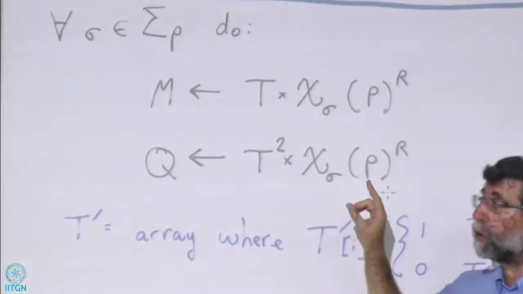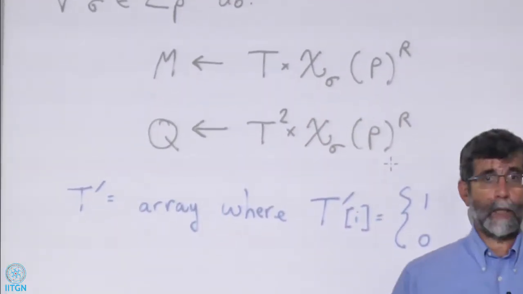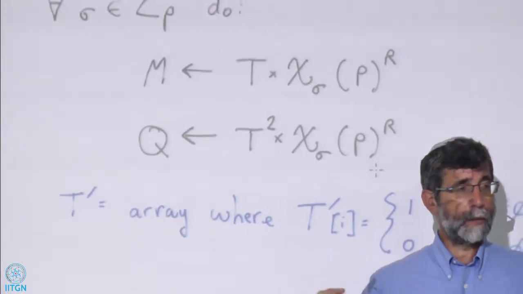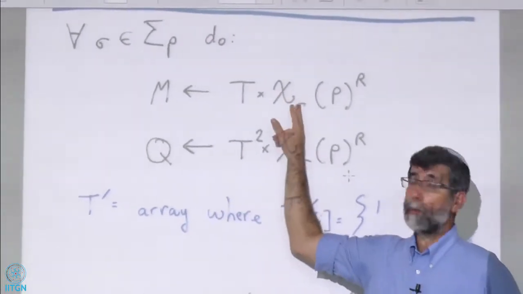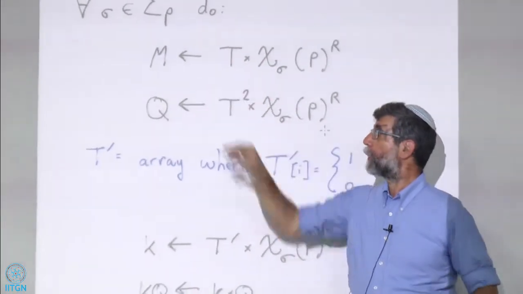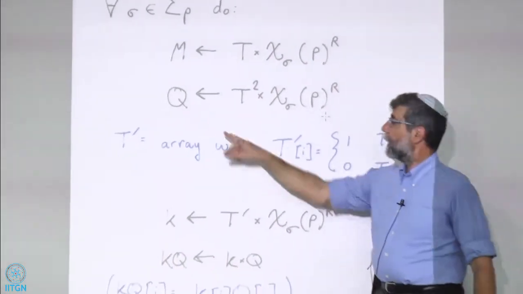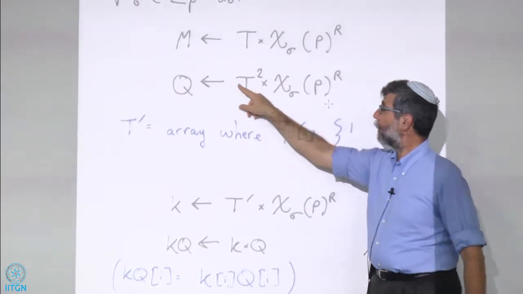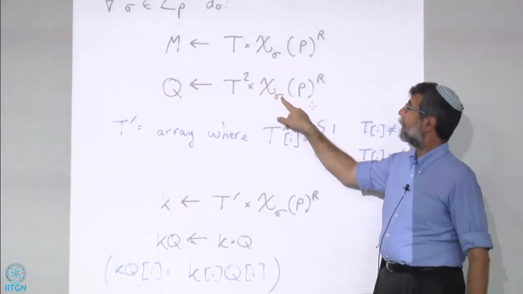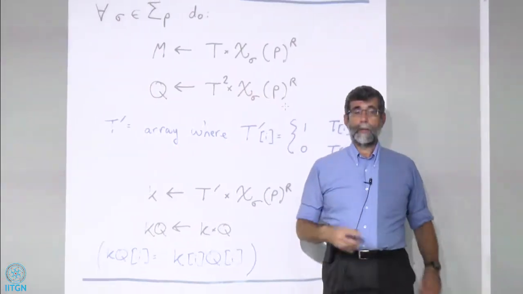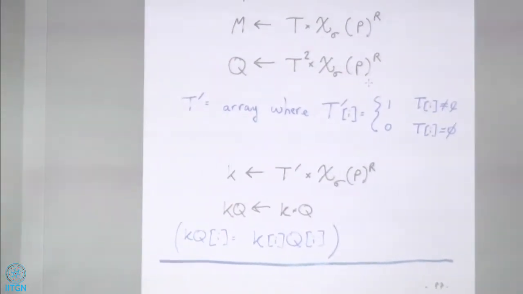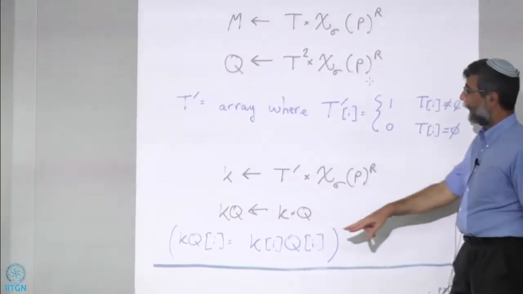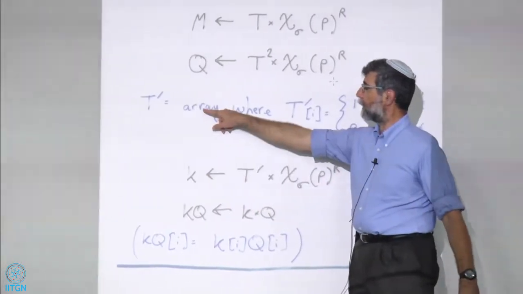What that does for you is adds up all the numbers that match sigma. So you added them all up, you put it in M. In Q, you're going to put T squared times chi sigma of P. Now you have the sum of the squares. As we said, we need to find out what K is. So K is going to be the following.